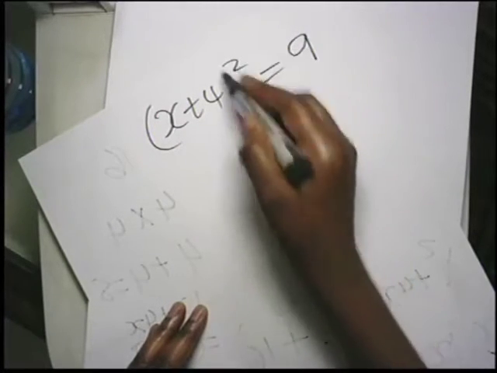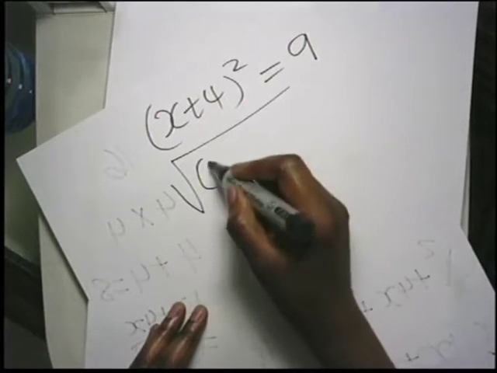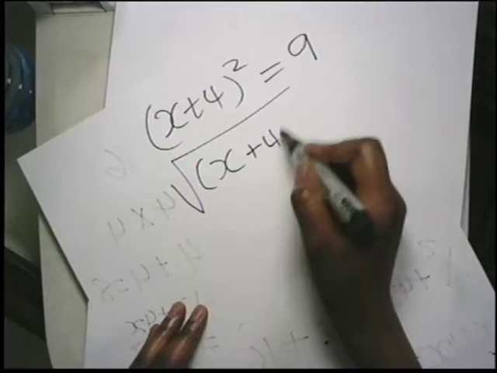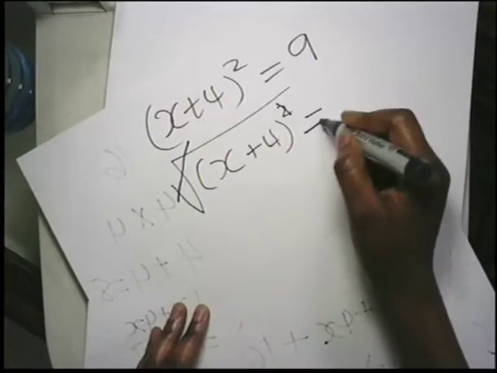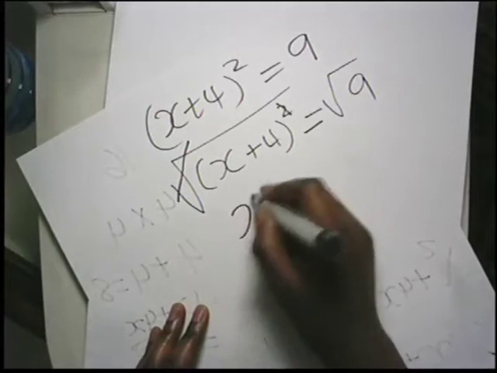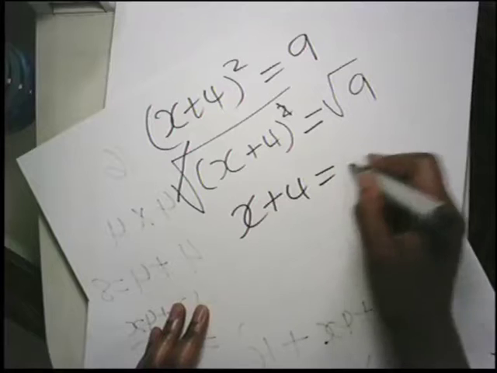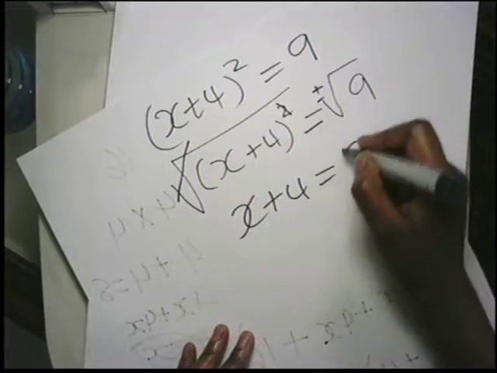We want to get rid of this power here, so we introduce the square root so that it will cancel out. So this 2 and the square root cancels out. Since we brought a square root on that side, we should also put it on the other side. Then we have x plus 4 is equals to what? Is equals to 3. The square root of 9 is 3, but it's either positive or negative.